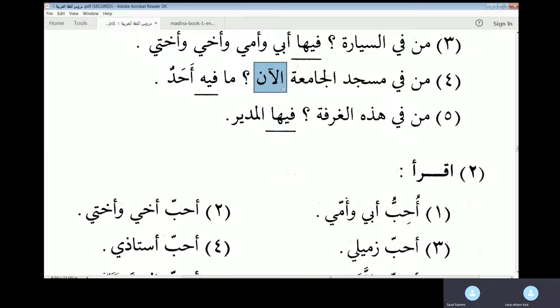Ma fihi ahadun. In it, there is one. There is nobody. Ma means no. Ma fihi ahadun, there is nobody in it.